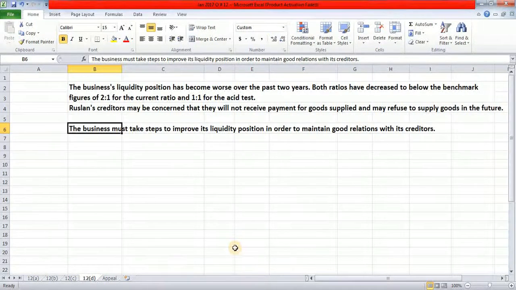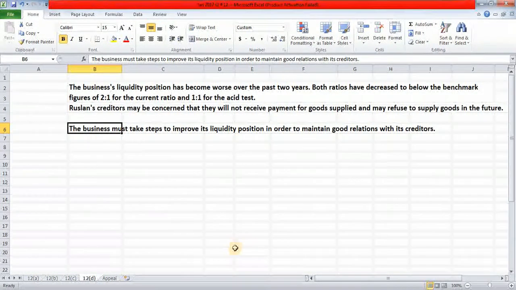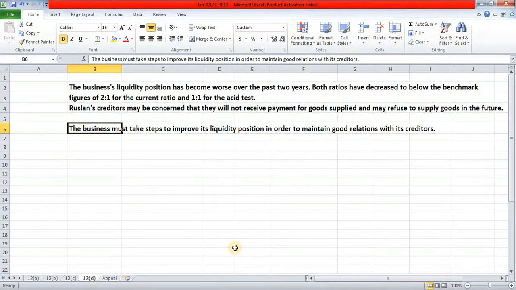test. Ruslan's creditors may be concerned that they will not receive payment for goods supplied and may refuse to supply goods in the future. And the conclusion is the business must take steps to improve its liquidity position in order to maintain good relations with its creditors.